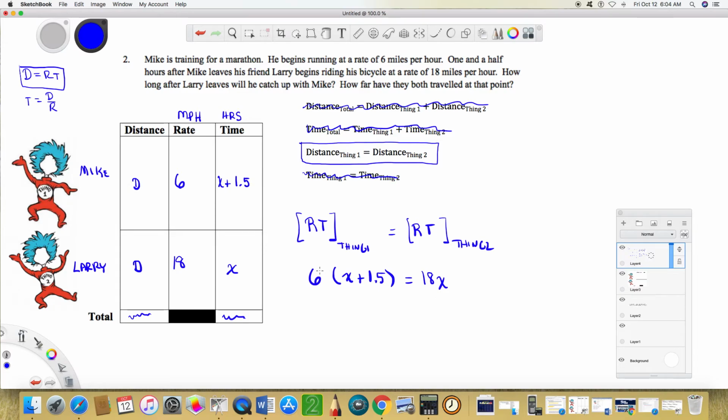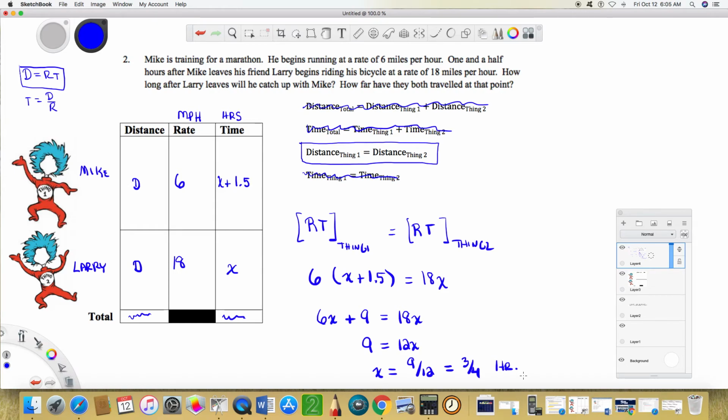All right, so hopefully you simply distributed the 6 through the binomial, and subtracted 6x from each side, and divided by 12, and then reduced the fraction to 3/4. So 3/4 of an hour. So it took Larry 45 minutes, or 3/4 of an hour, to catch up to Mike.